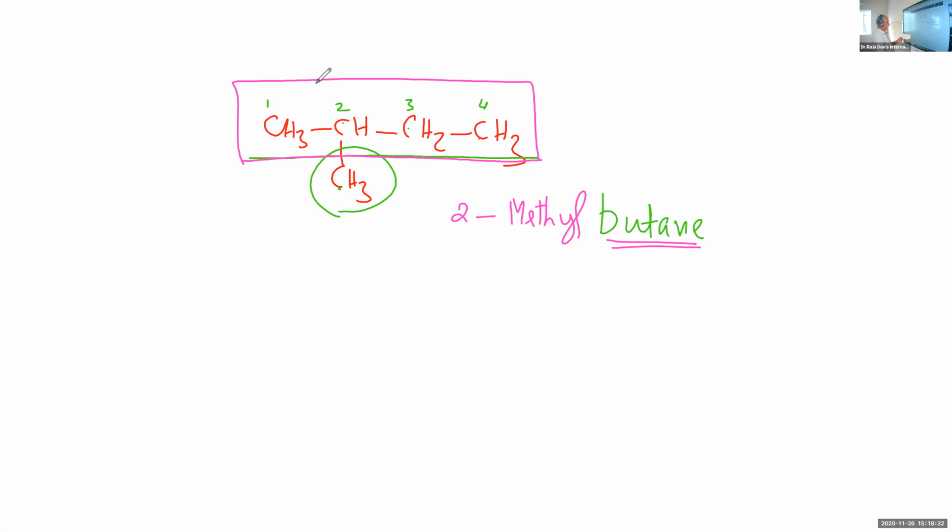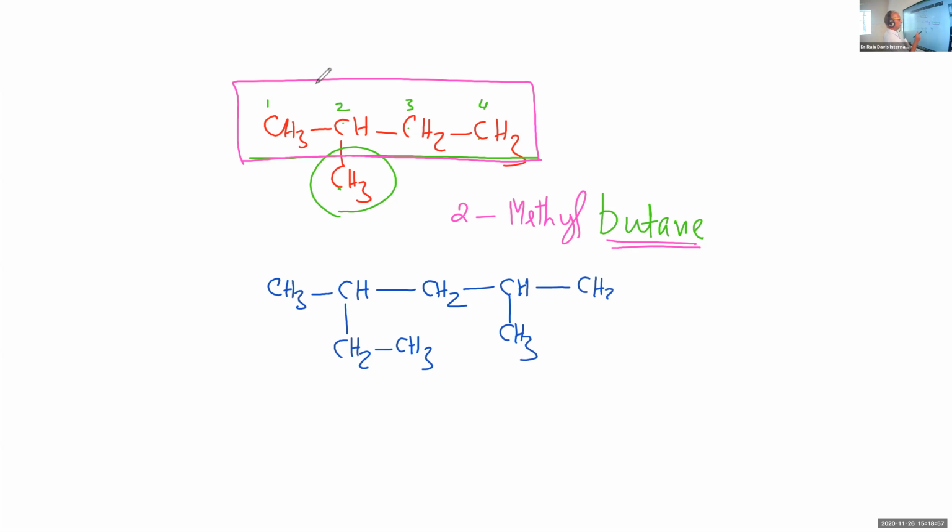Now let us take another example. Say CH3, then CH, then CH2, CH3, CH2, CH, CH3, CH3. Another compound is given to you. And how to name this? What you have to do, Achut?